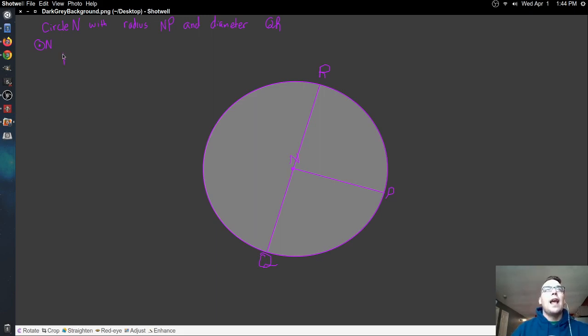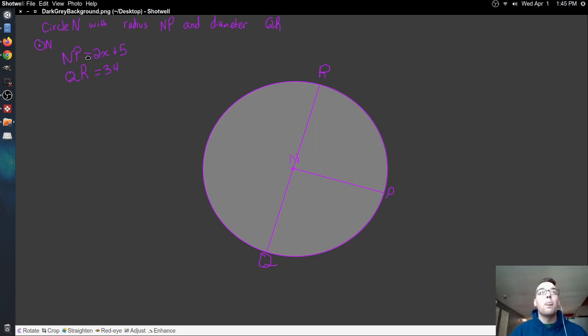let's say that NP is equal to 2x plus 5, and QR is equal to 34. And we were asked, find x. So we start off by knowing the main relationship we know between a radius and a diameter. Think of that. Try solving this one. Pause the video. I'll give you a second.